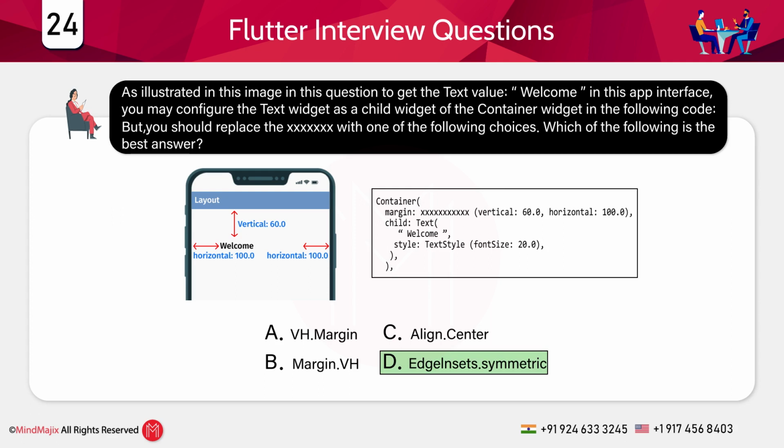There are others as well. There is EdgeInsets.only from top, left, and then I think bottom and right, like this. But here, since it is given vertical and horizontal, the answer will be symmetric.